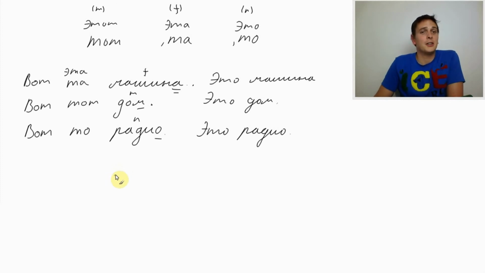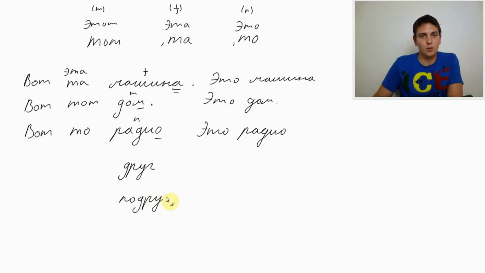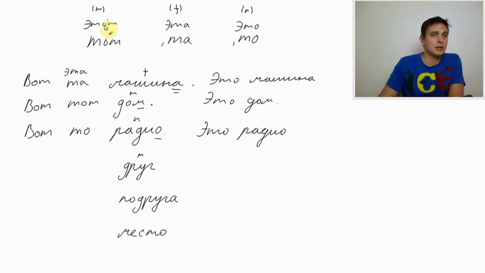Now let's exercise really fast with three more words: друг, подруга, and место. Друг was friend. Подруга was female friend. And место, place. Друг ends in a consonant, so it's masculine. How would we say "this friend", "that friend"? This friend would be этот друг. We need to take the masculine "this", этот. And that friend would be тот друг.